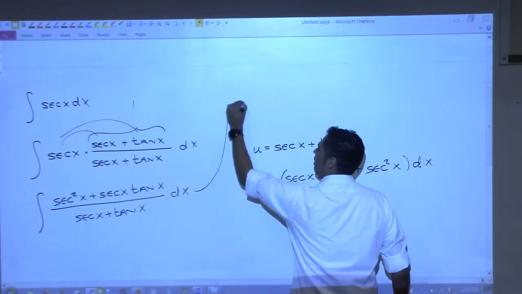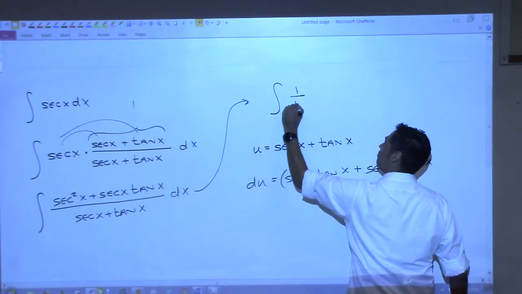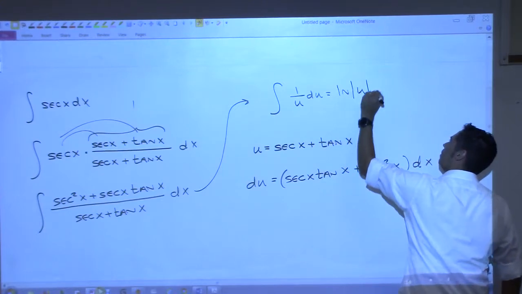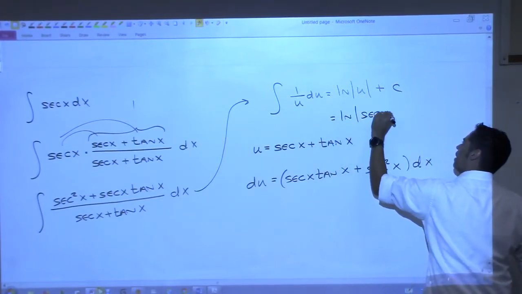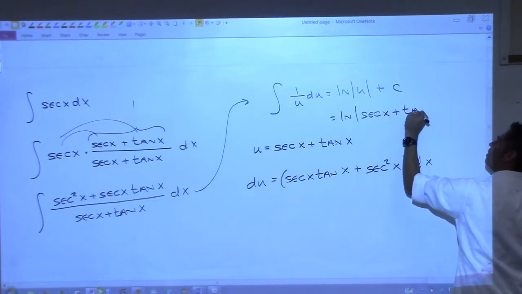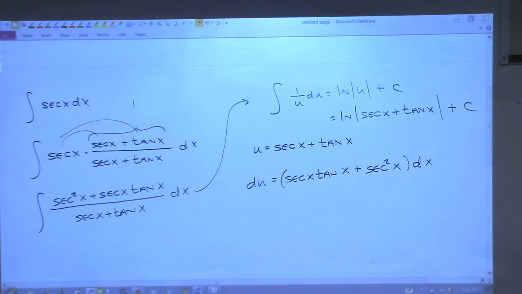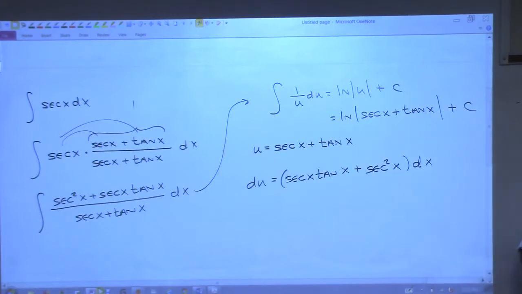And so now this integral can be rewritten how? 1 over u du. And the antiderivative of that's natural log of u. And what's u? Secant x plus tangent x plus c, which is the formula in the back of the book, or in the formula sheets. Except they use u instead of x. Pretty awesome.